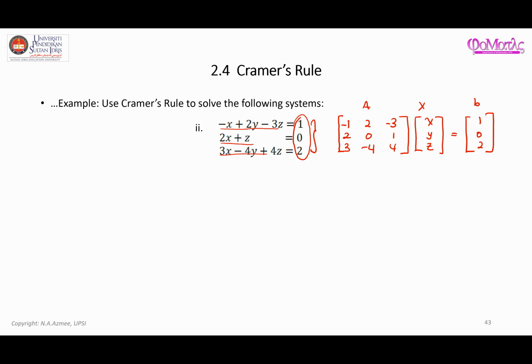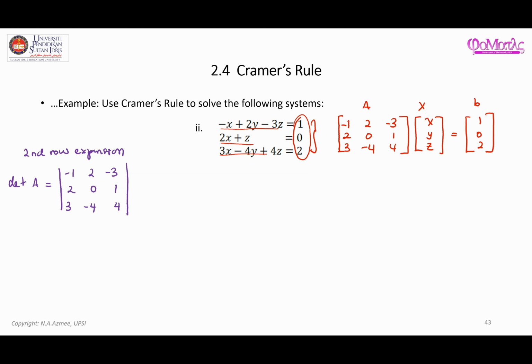Now our first step is of course to focus on this matrix A and find its determinant. Okay, so that is what we're going to do first. Determinant of matrix A. Here we have matrix A: -1, 2, -3, 2, 0, 1, 3, -4, and 4. And if you consider the second row expansion, so that is what I'm going to do. I'm going to consider the second row expansion.